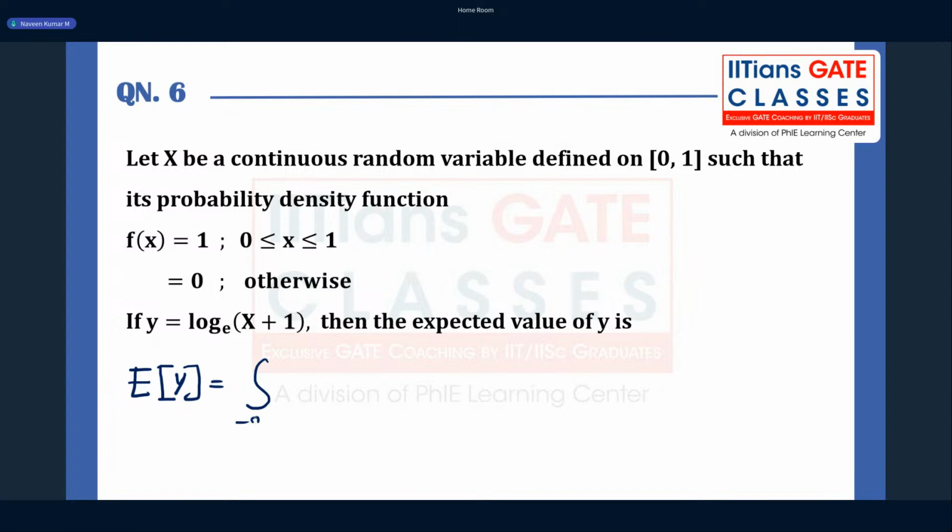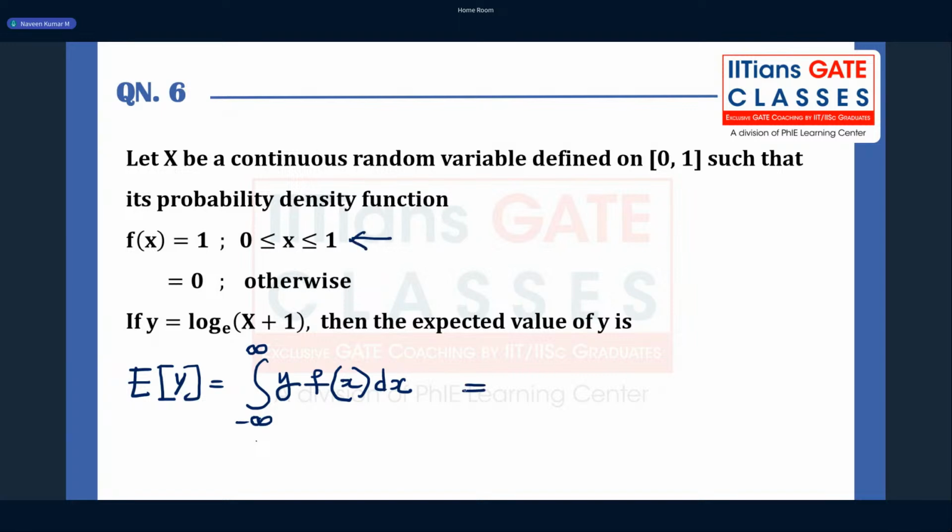It is the integral from minus infinity to plus infinity of y into the function. What is that function? The probability density function, dx. That's it, right? So now what is f of x here? f of x is this, but we are integrating from minus infinity to infinity. So here, the integration is valid only in this range.